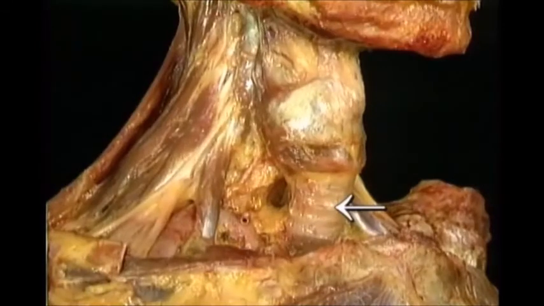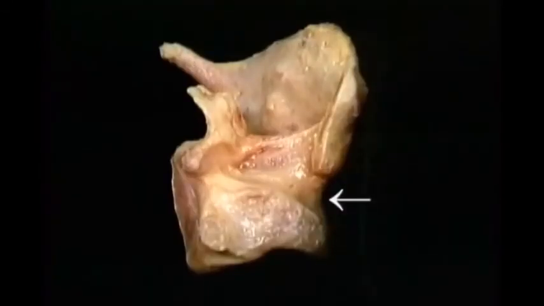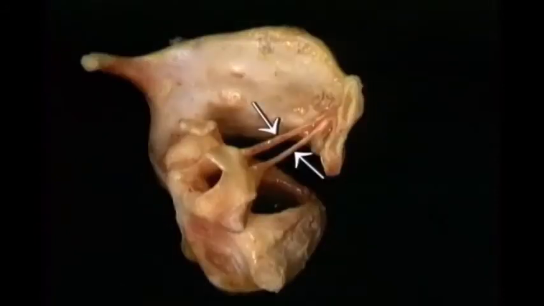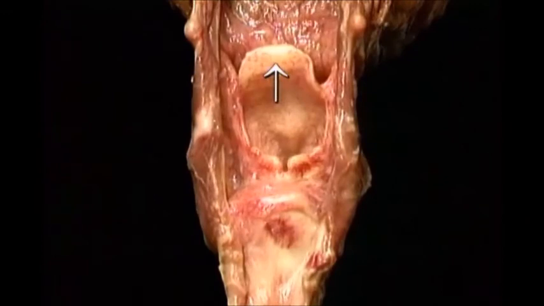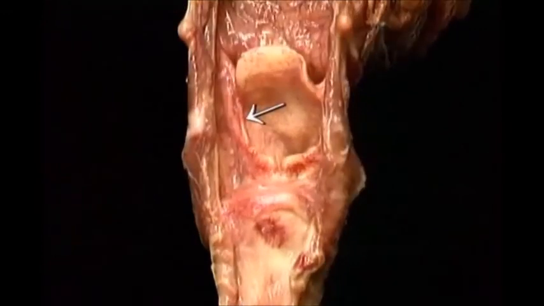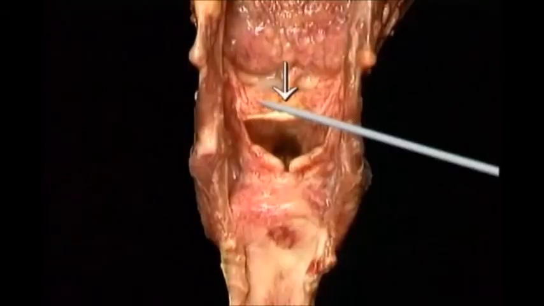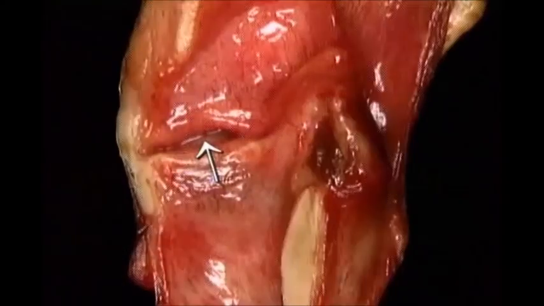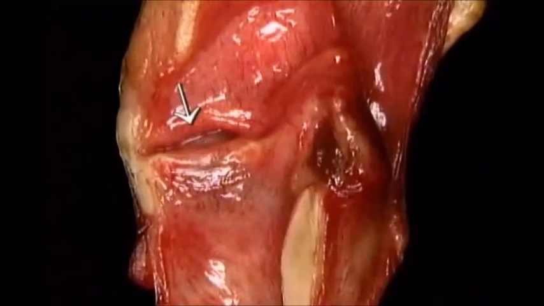Here's the trachea. Here's the cricothyroid ligament. Here's the conus elasticus. Here are the vocal ligaments. Here's the epiglottis, the aryepiglottic fold, the vallecula, and the piriform recess. Here's the vestibule, the vestibular fold, and the vocal fold.